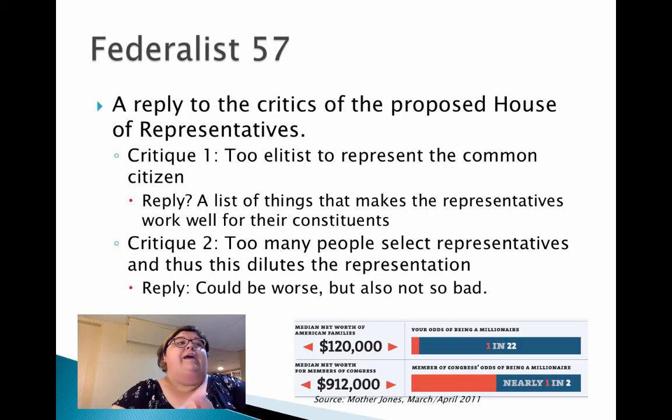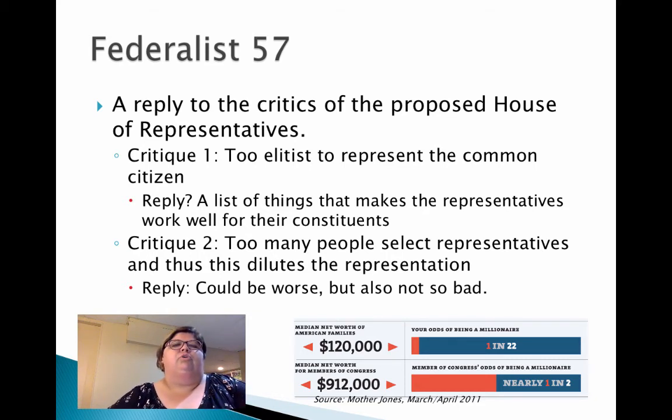All right, so we have two Federalist Papers that are part of our supplemental readings this week. The first I want to deal with is Federalist 57, which is a reply to the critics of the proposed House of Representatives. Not everybody was in favor of the Constitution, and not everybody was in favor of the House of Representatives, to be sure. So Federalist 57 deals with two large critiques, and we'll deal with those in turn.